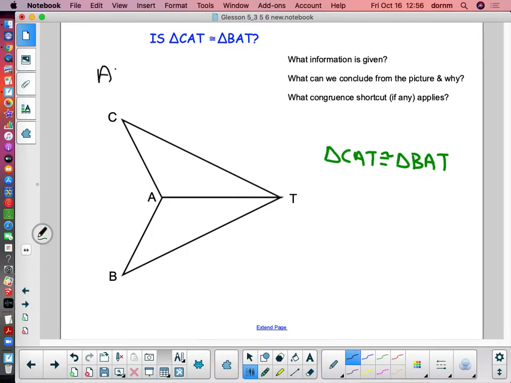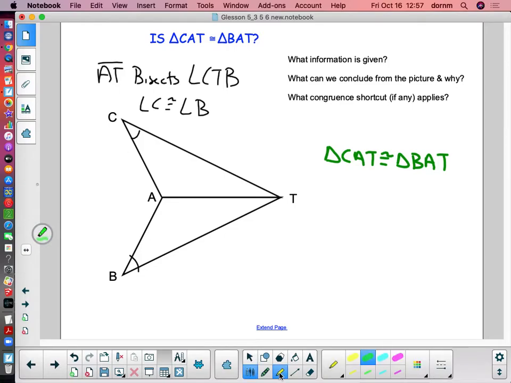What if I said AT bisects angle CTB and angle C is congruent to angle B? So I didn't mark it this time. This time I'm telling you in words. Well, now we have to kind of decide what that means. Well, angle C congruent to angle B, that's fairly obvious. We'll mark that in. And then AT bisects angle CTB.